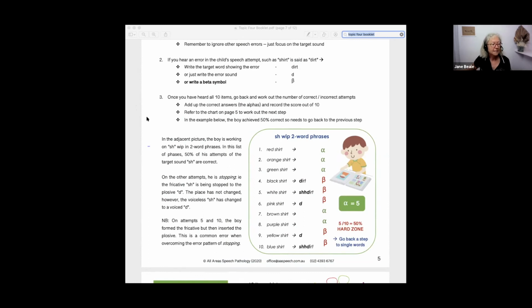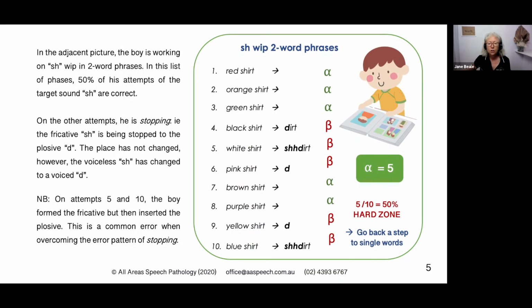So let's have a look at this example now. We've got sh, word initial position in 2 word phrases. That means we've asked the child to say 2 words. And can you see that the word with sh is actually the second word? So we've said to the child, can you say red shirt? And they've said red shirt, and they had the sh correct, so we've done an alpha. Orange shirt, and they've said orange shirt, and the shirt was right, so they've had an alpha. Green shirt, they might have even gone Dean shirt, but shirt was correct, so we've got an alpha.